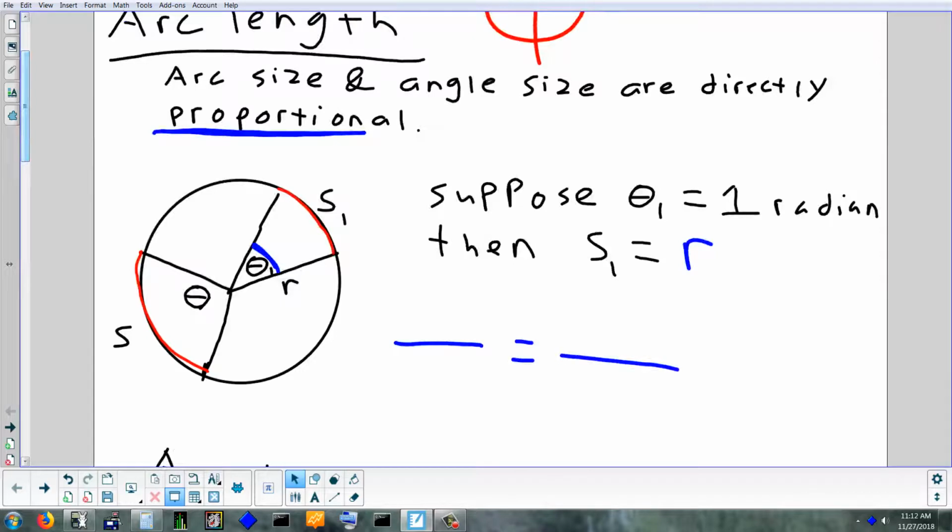There's lots of ways you can set it up as long as you're consistent on each side. So I'm going to do angle over arc equals angle over arc. So my first angle, theta 1, over my first arc, S1. And I know I'm going to plug some things in a second that we just said. But angle over arc. Does anyone have a guess what would be in the top of the other side? Yeah? 1 radian.